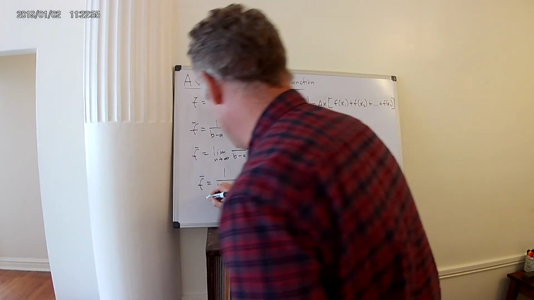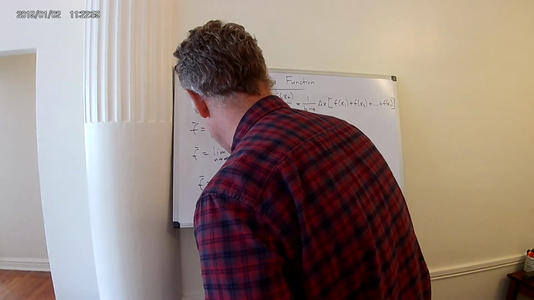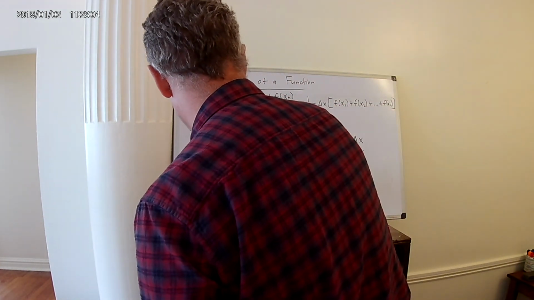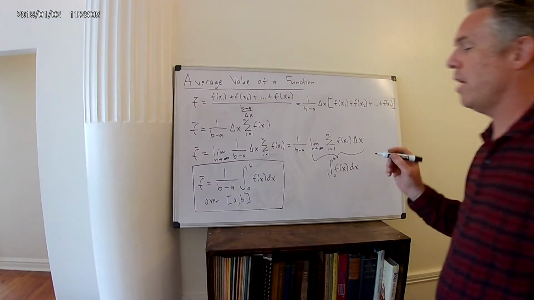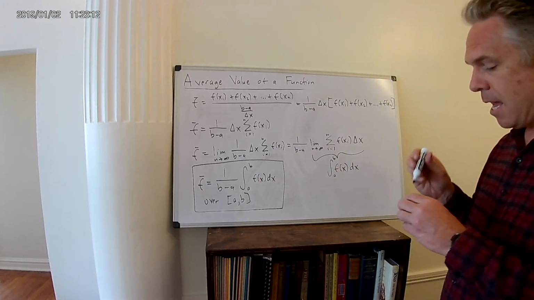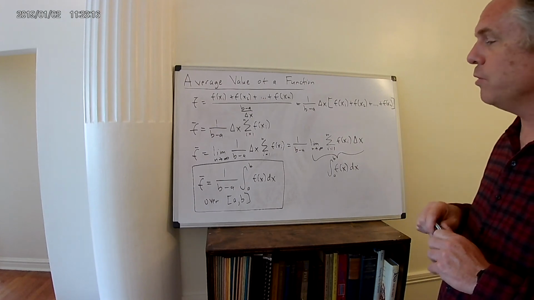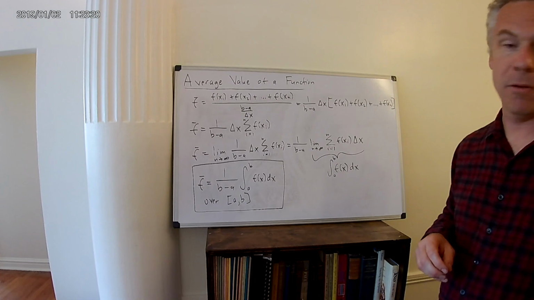The key point is that this is the average value over the interval [a, b]. If we have a different interval, we'll have a different average value, but we've now obtained our magic formula. This is how we calculate the average value of a function over a given interval. This is part 1 of this video lecture. In part 2, I'll do a couple of example problems, and I'll also talk about the mean value theorem for integrals.